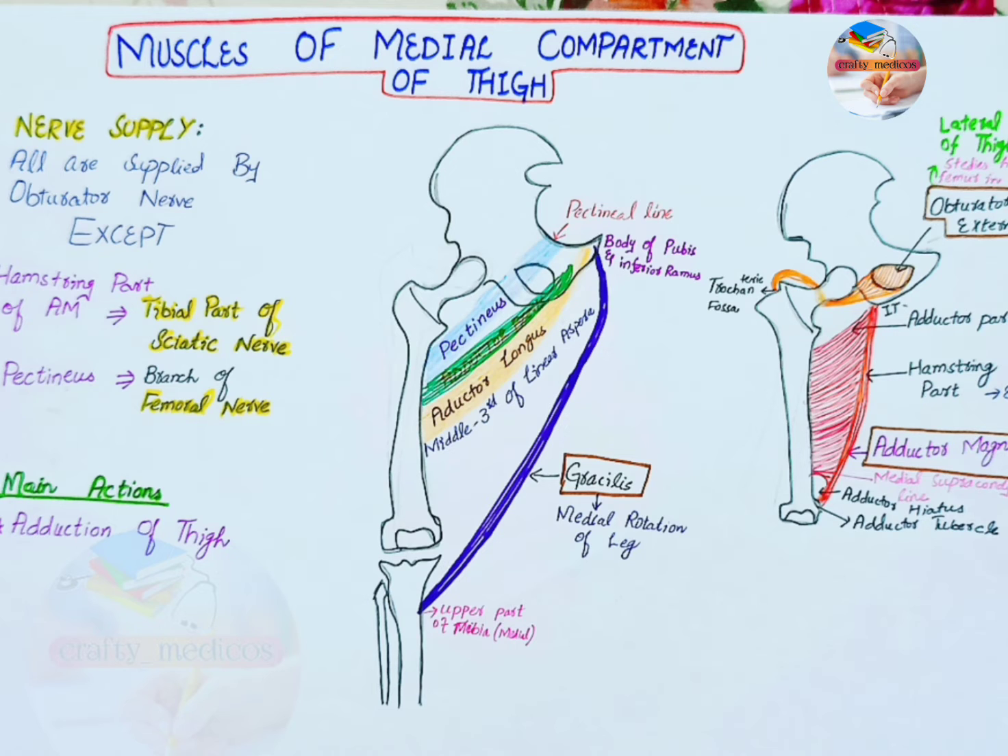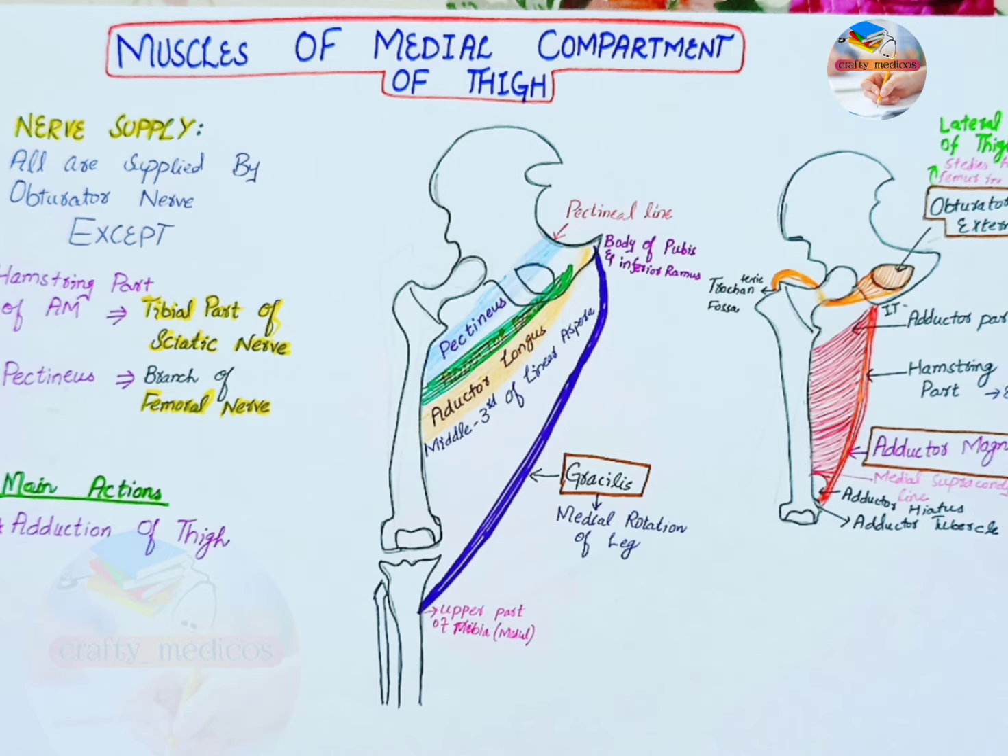of linea aspera. Next is the gracilis muscle, which is the most superficial muscle of the adductor compartment and is often used for transplantation of damaged muscle. It originates from the body and inferior ramus of pubis and is inserted into the superior part of medial surface of tibia, behind the sartorius and in front of semitendinosus.